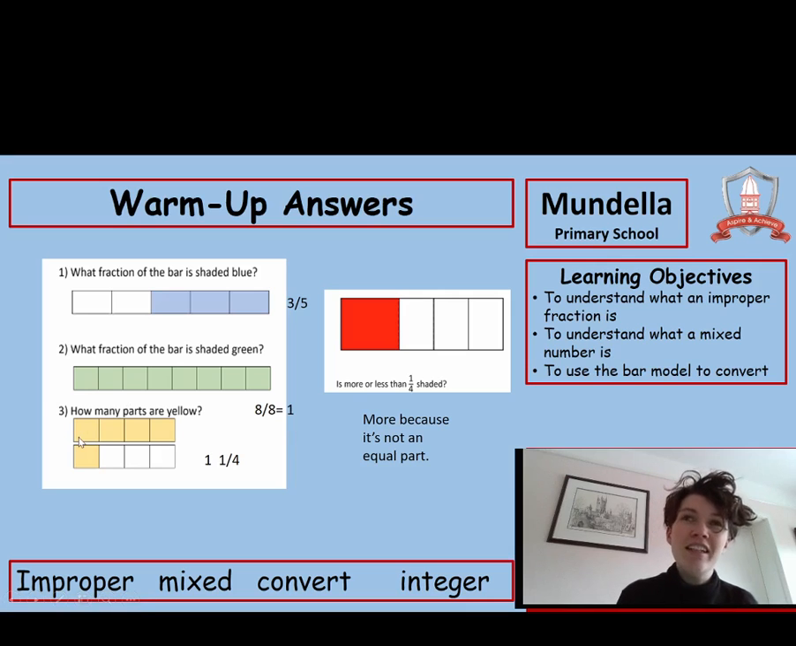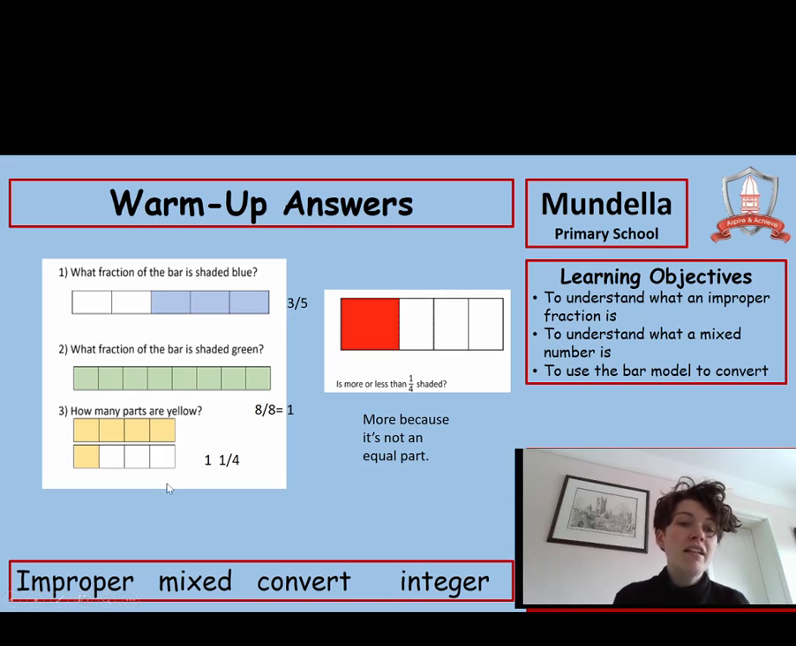Now question 3, I did warn you, is a little bit harder. Notice we've actually got 2 bars here, and they've each been split into 4 equal parts. 1 whole bar has been coloured in, well noticed. Plus we've got 1 here. So if we were to write it as a mixed number, I would write it as so. We've got 1 whole and 1/4.